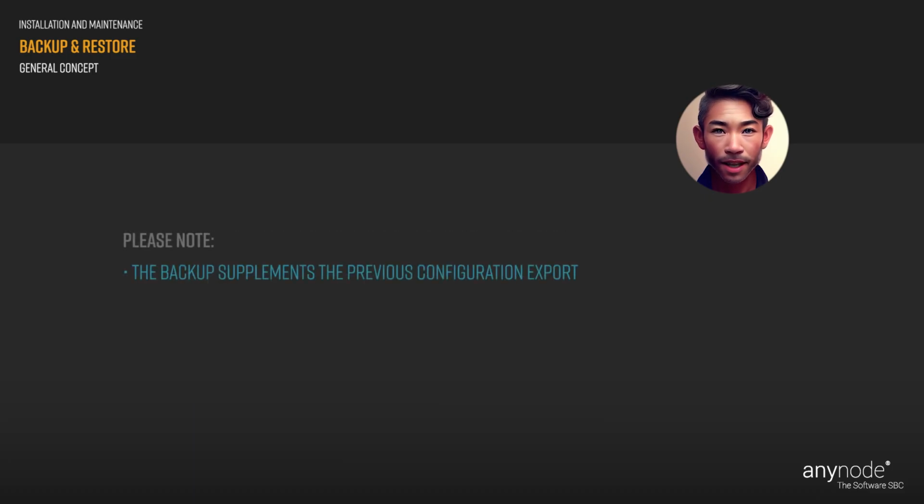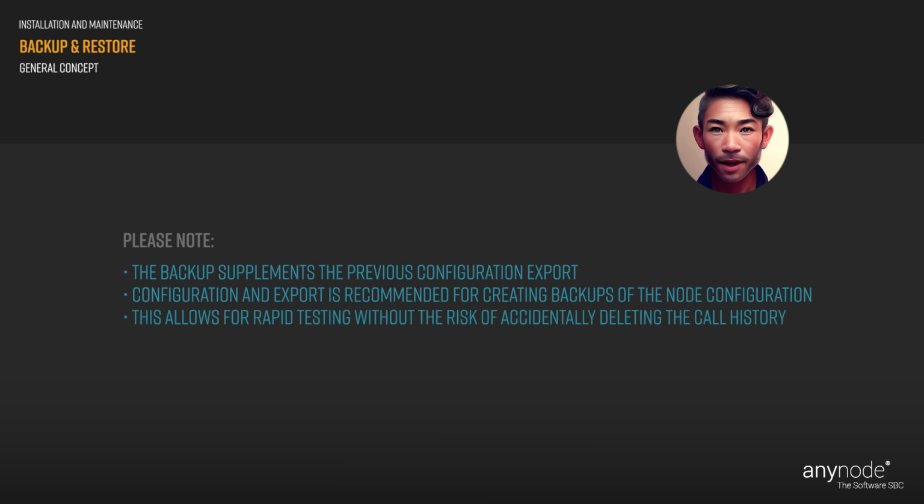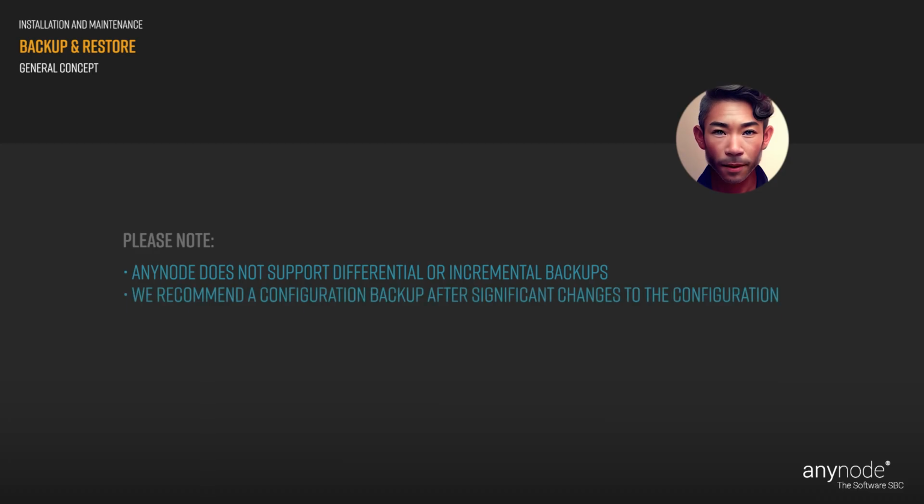The backup supplements the previous configuration export. Utilizing the previous export function through configuration and export is recommended for efficiently creating backups of the node configuration. This allows for rapid testing without the risk of accidentally deleting the call history. In this case, only the SIP-based settings will be backed up and restored. Anynode does not support differential or incremental backups. At a minimum, we recommend a configuration backup after significant changes to the configuration.